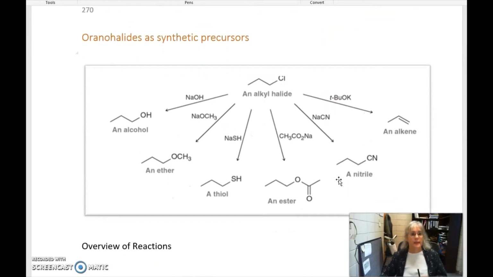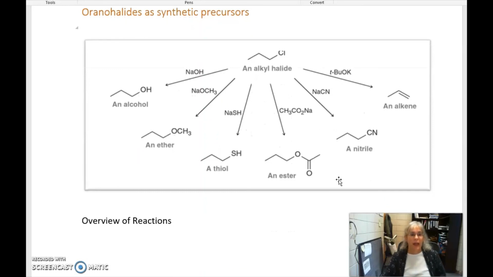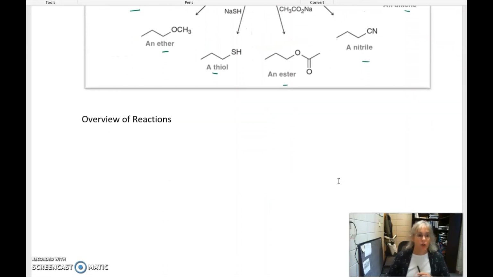So these compounds are useful as synthetic precursors. So if we start with an alkyl halide, we can end up with an alcohol, an ether, a thiol, an ester, a nitrile, or an alkene. So they're very versatile, and we'll be using them a lot in our organic chemistry. So let's look over the reactions we'll be doing.